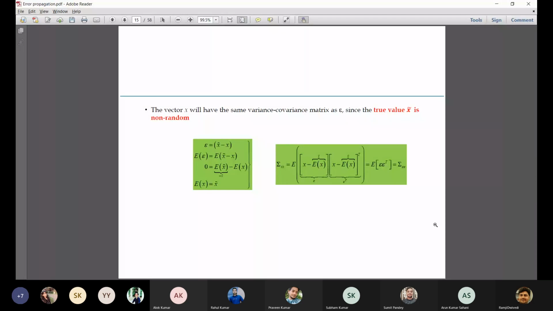Similarly, here the expectation operator is what is expected, although we know that it is not true. In a real scenario, error would always be there. It would not be 0. But what is expected from the errors? That it would be 0. The mean of the error would be 0. You get the point?